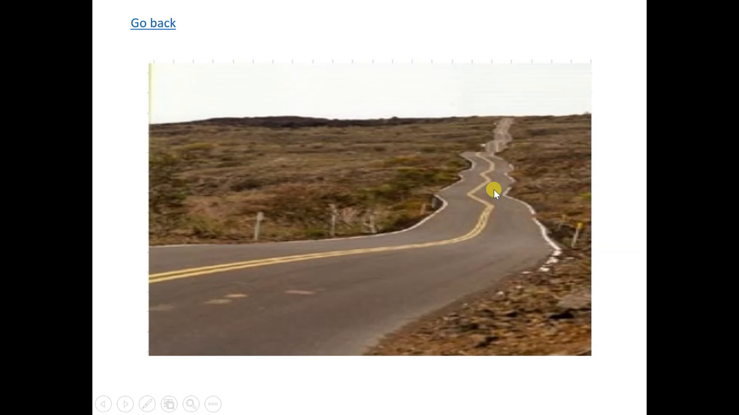I'm not sure about this road, is it because of earthquake or whatever, it looks unusually kinky.